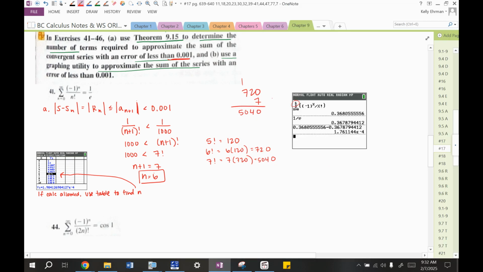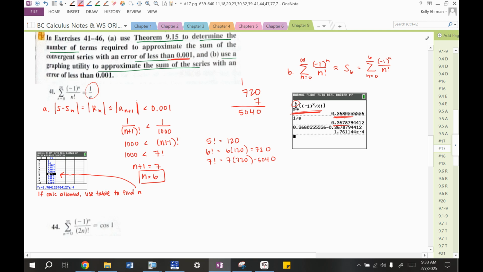All right, and then part B was saying, use that graphing utility to approximate the sum of the series. So we're saying that the sum from 0 to infinity of -1 to the n over n factorial is approximately equal to S6, or you could write that in summation notation. It's the sum from 0 to 6 of -1 to the n over n factorial. So you can do that on your home screen and you get this value. Also note that they tell us what the sum actually is. It's supposed to be 1 over e. That's the exact sum. So here's 1 over e.